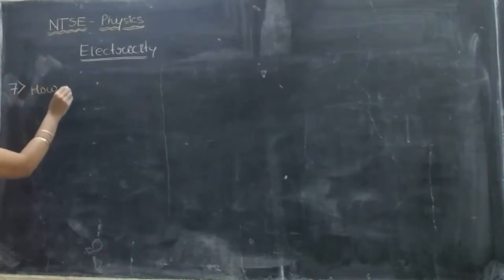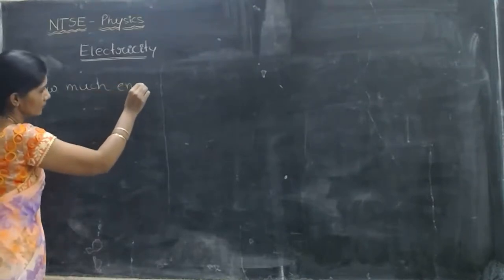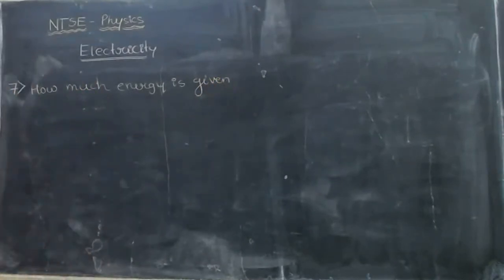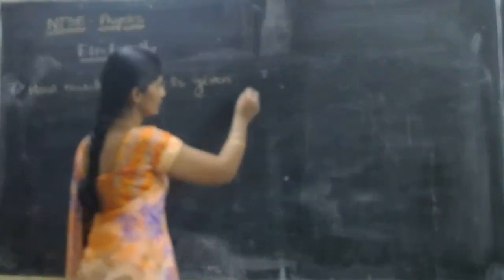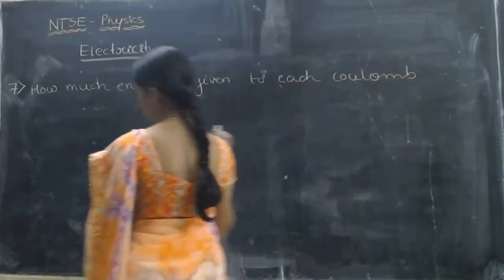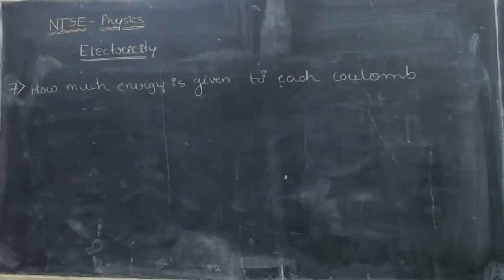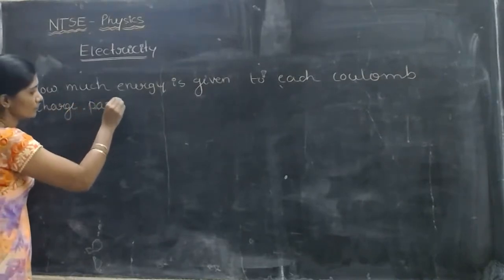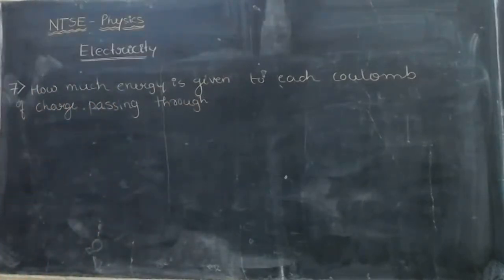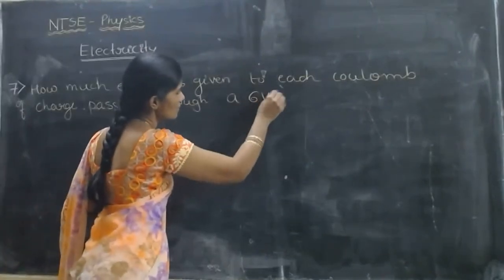Next question. How much energy is given to each coulomb of charge passing through a 6 volt battery?